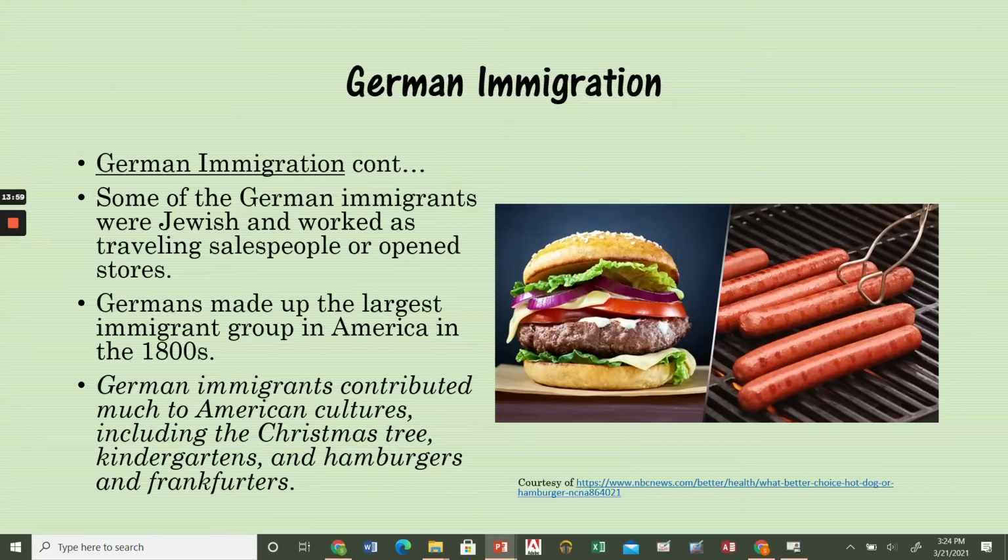Okay, and so that's why I don't think people think of Germans as a big immigration group or ethnic group in America. It's because so many of their original contributions, going back 200 years now, have been so ingrained in American culture, like hamburgers and hot dogs, Christmas trees, that we just think of them as American, although they really do have their origins among German immigrants.